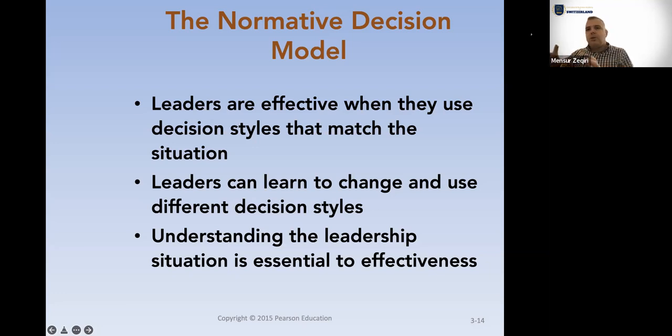So according to the model, you should be able to apply or use different leadership styles in different situations. And according to him, understanding the leadership situation is essential to the effectiveness of leaders, because once you are able to understand the situation, you will be able to use different decision styles that will need to match that particular situation in which you are based.